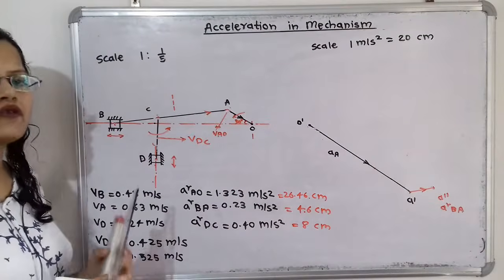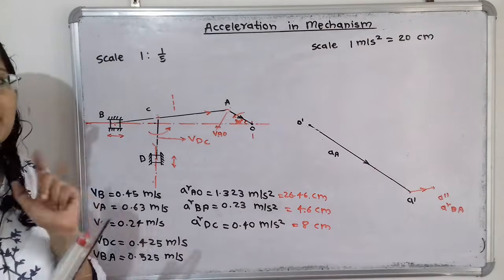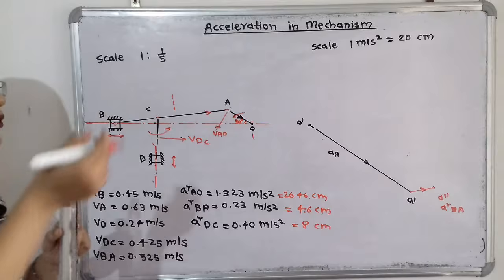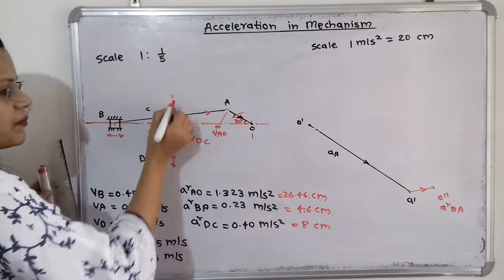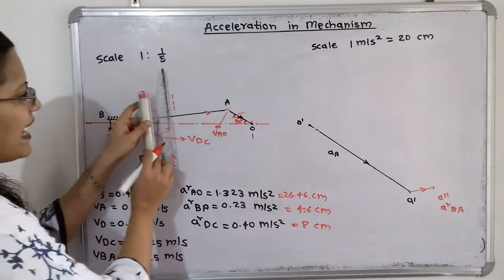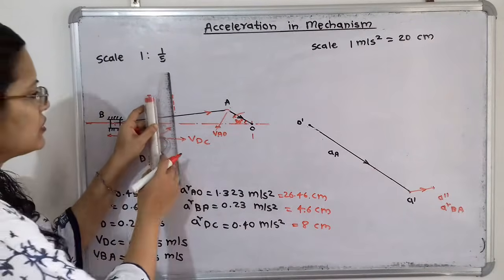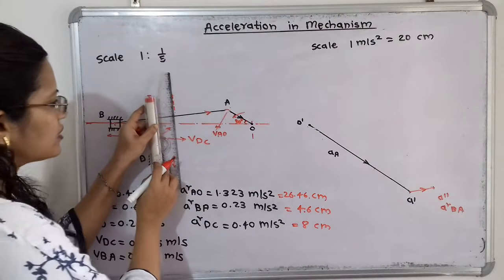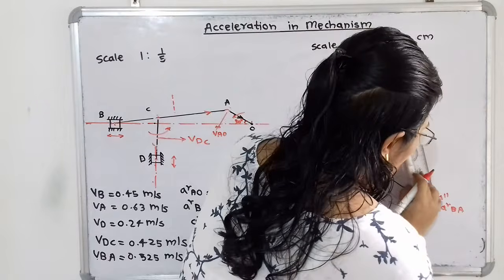Now again we have to draw the tangential component. Now the exact location of B is not known. So tangential component is in the perpendicular direction to the link. So here this is the perpendicular direction that I have drawn, that is the construction line for the velocity diagram. So in this direction I will draw one line but passing through this A double dash.